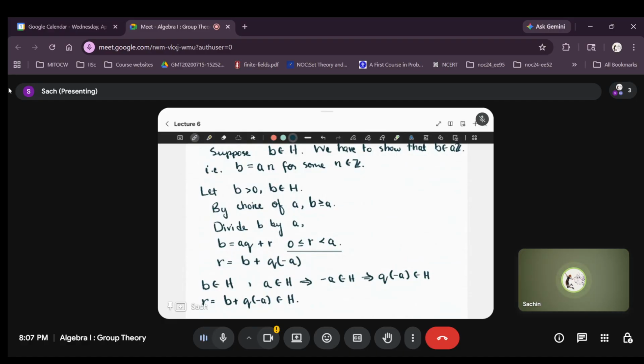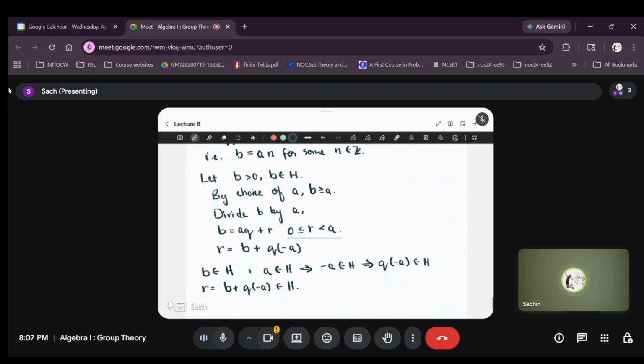So B is an element of H and Q times minus A is an element of H, which means their sum is an element of H by closure. The sum is nothing but R. R is B plus Q into minus A. So R is in H. Now I am saying R must be equal to 0.